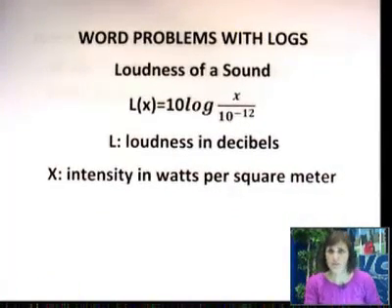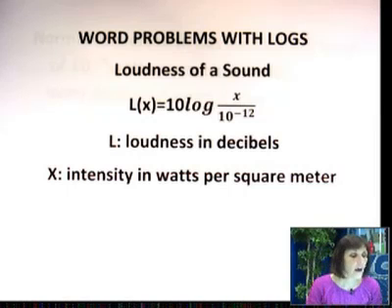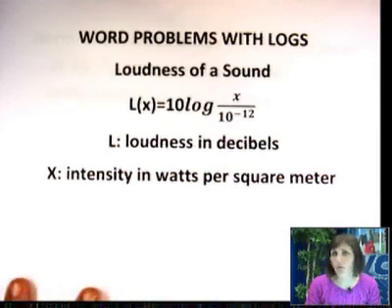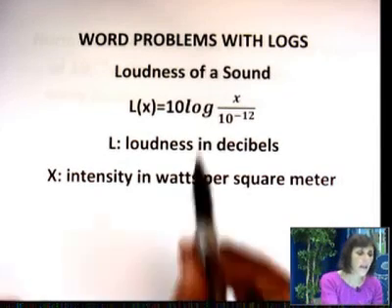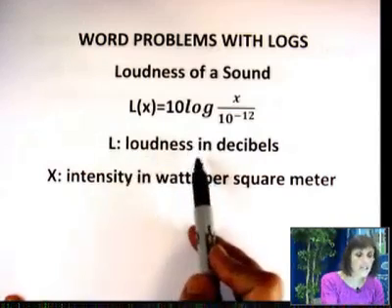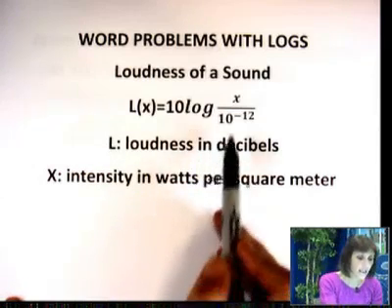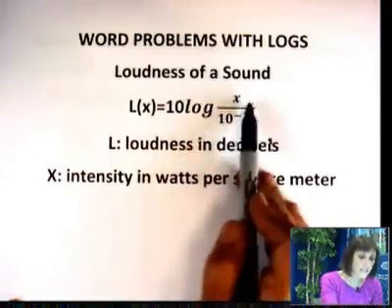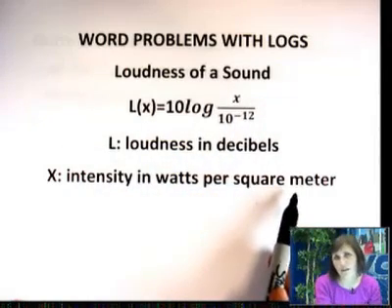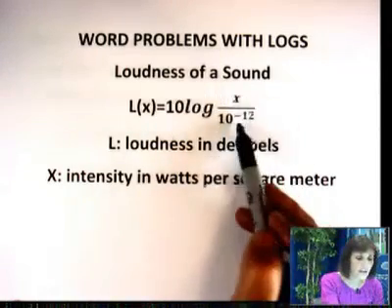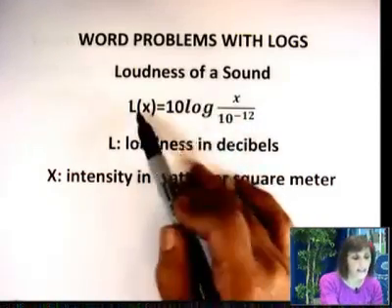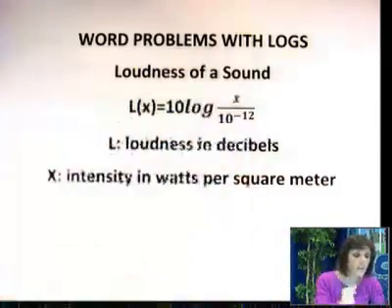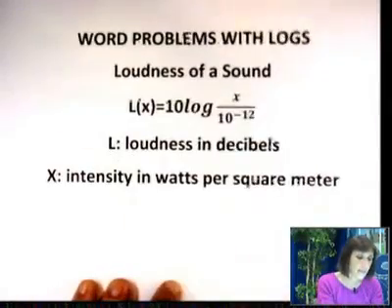So I did compound interest and radioactive decay. Now, problems with logs. For example, loudness of a sound has a log in its formula. So let's look at what it is. L is loudness in decibels, and X is the intensity in watts per square meter. So you put that in here, 10 to the negative 12, and you have 10 times log of that, base 10. And that's going to give you the loudness of a sound in decibels.